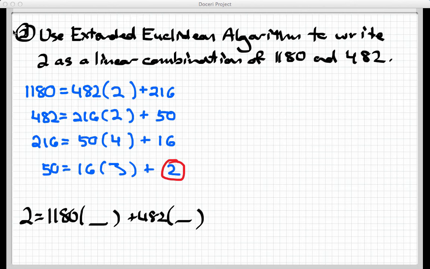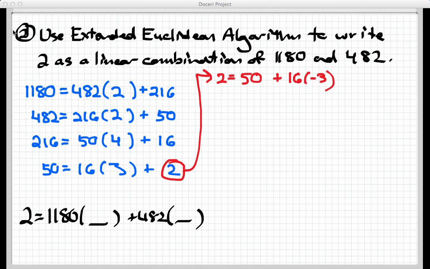I'll do this in red. So let's first of all solve that last equation for 2. This is going to be 2 is equal to 50 minus 16 times 3, but I'm going to write that as plus 16 times negative 3. Again, I've just taken that last equation on the bottom there in blue and solved it for the number 2, the smaller number there.